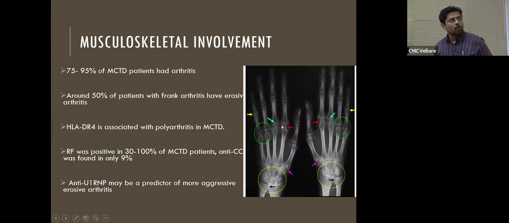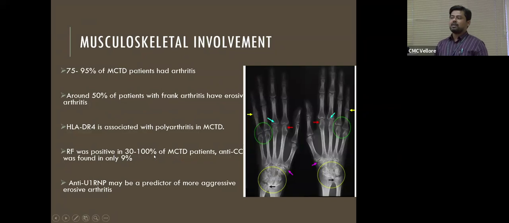But if you have it more on the sides, which is because of a pannus, the synovium growing and eroding into the bones, it is more suggestive of an erosive arthritis like RA. So almost 50% of the patients will have features like RA, and they will have an association with HLA-DR4, which is the haplotype associated with rheumatoid arthritis, while SLE and other diseases are HLA-DR3 and DR2. So genetically, this is more like rheumatoid arthritis.